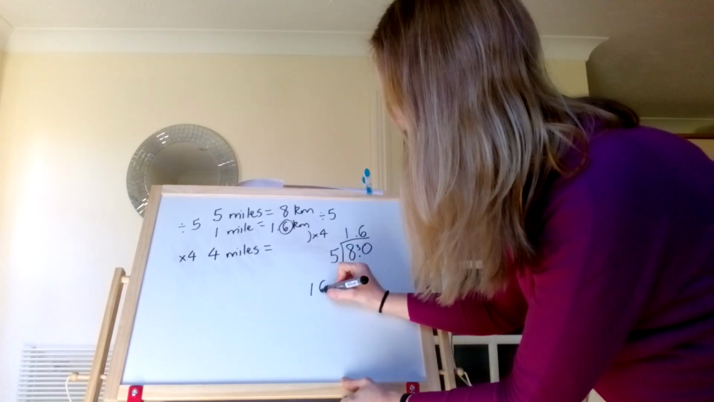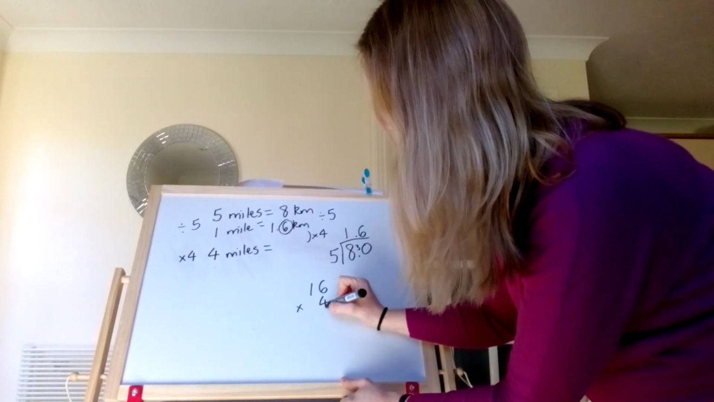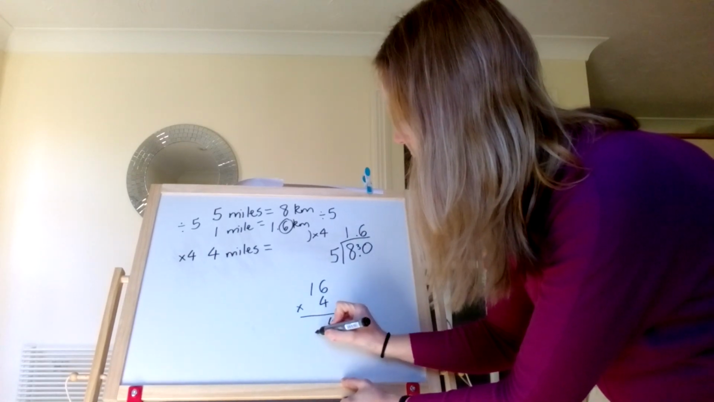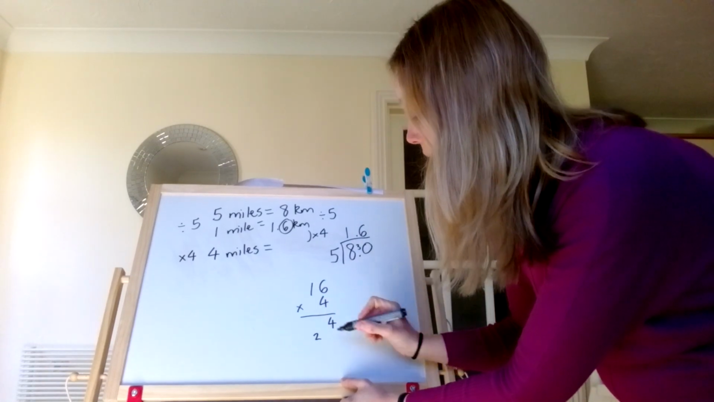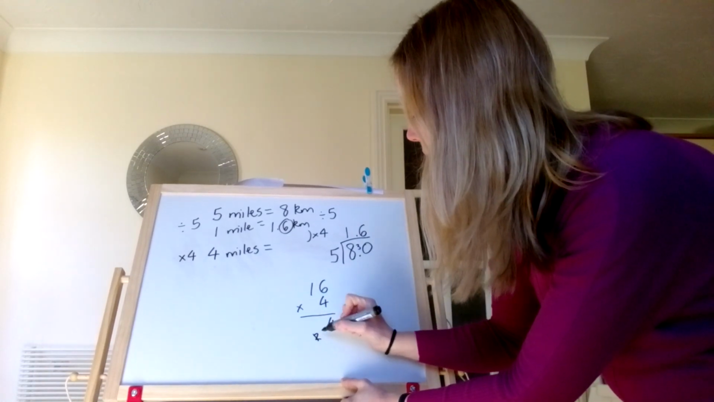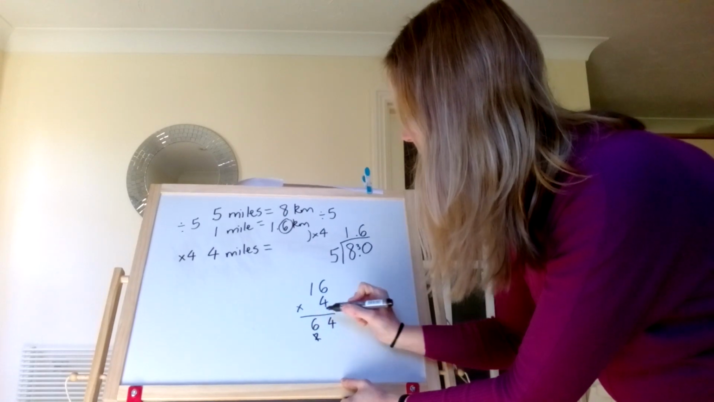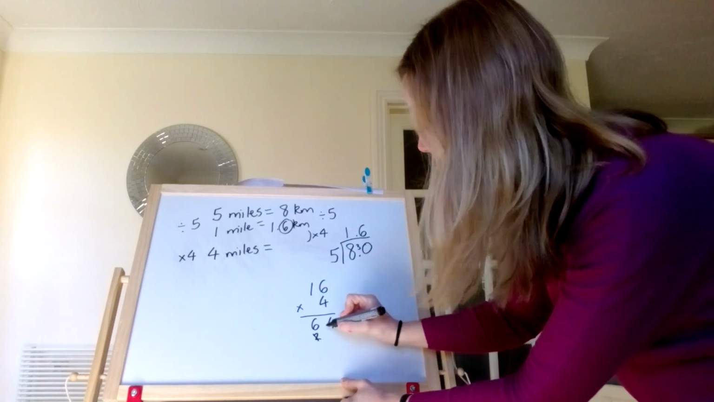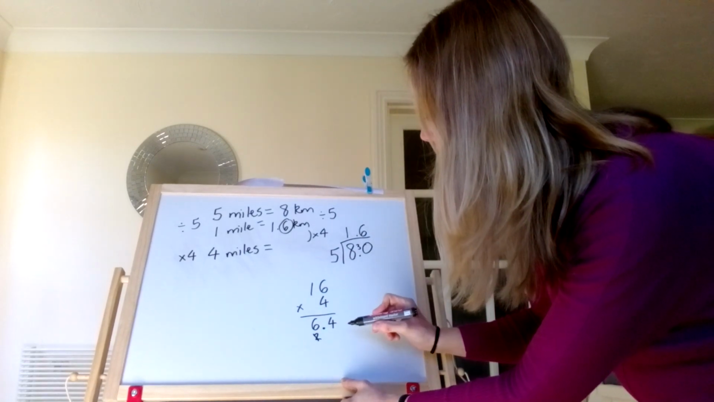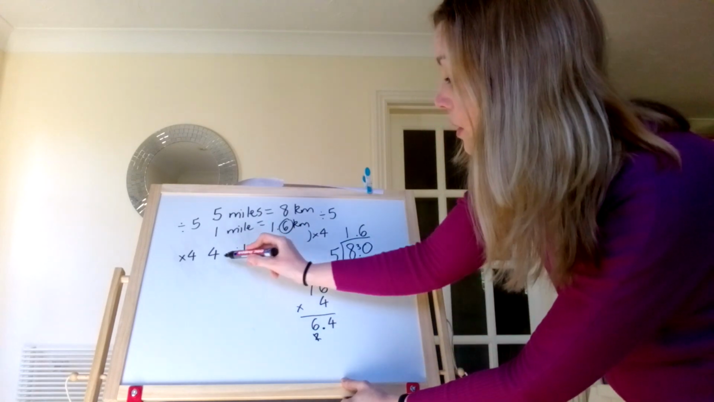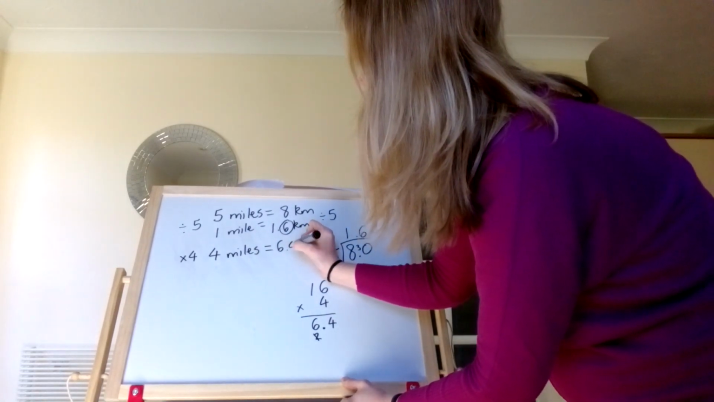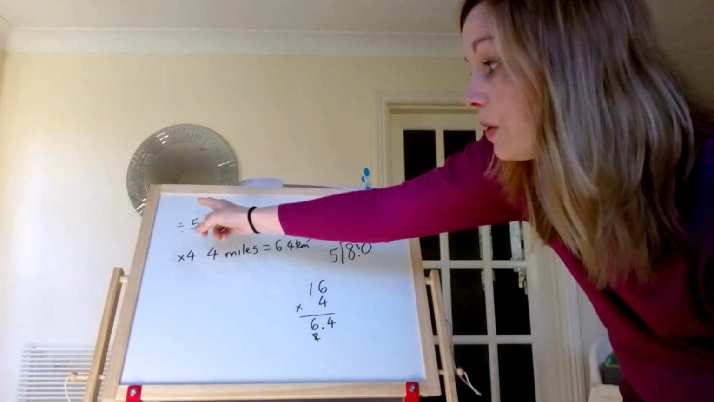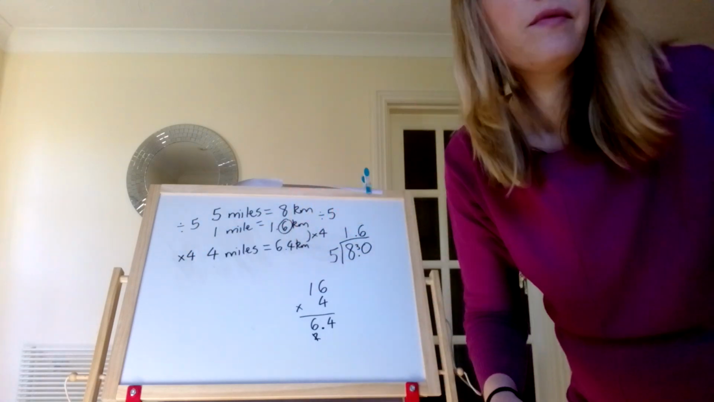So we can do 16 times 4, and we're going to put the decimal point back in at the end. Now 6 times 4 is 24. 1 times 4 is 4. Add that 2 is 6. I know that there is 1 digit after the decimal point in the question, so I have to have 1 digit after the decimal point in the answer. So 1.6 times 4 is 6.4. So 4 miles equals 6.4 kilometres. Okay, remember, whatever you do to one side, you've got to do to the other side.